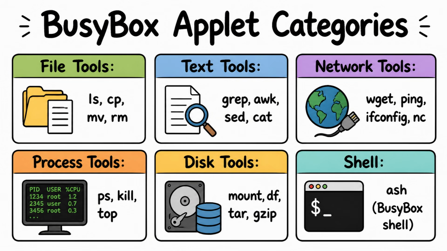Let me walk you through the major categories of tools Busybox includes, because there are over 300 of them. File tools like ls, cp, mv, rm, and mkdir. Text processing tools like grep, awk, sed, and cat. Network tools like wget, ping, ifconfig, and netcat. Process tools like ps, kill, and top.